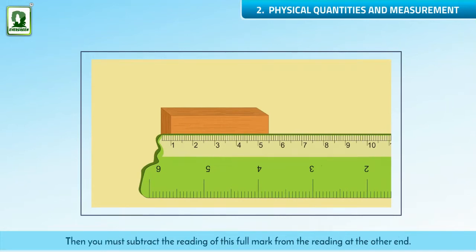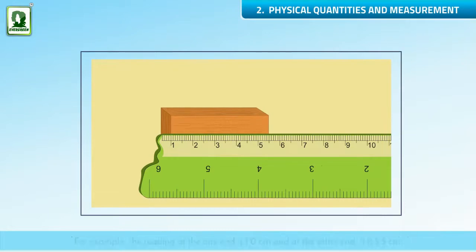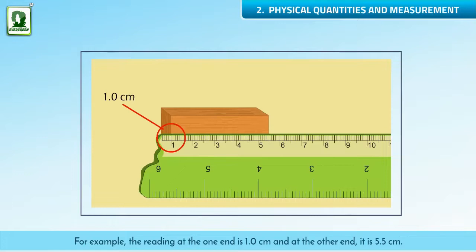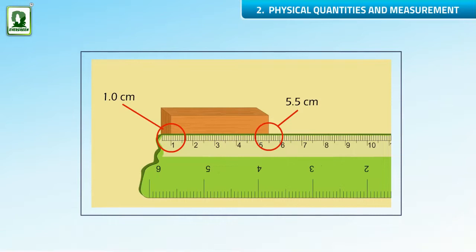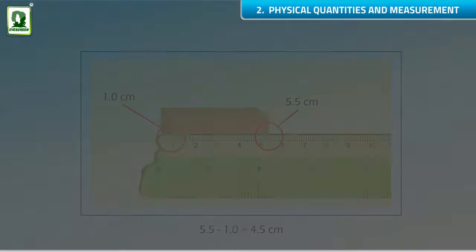Then you must subtract the reading of that full mark from the reading at the other end. For example, the reading at one end is 1.0 centimeters and at the other end is 5.5 centimeters. Therefore, the length of the object is 5.5 minus 1.0 equals 4.5 centimeters.